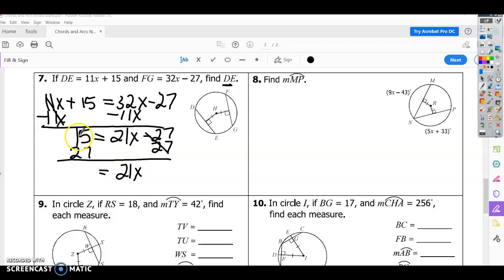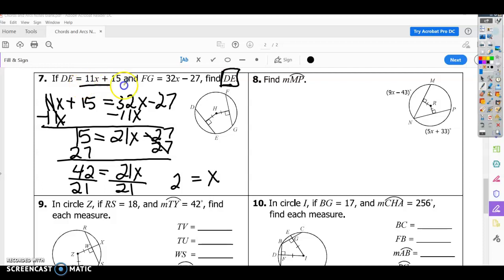21x is equal to 15 plus 27, which is 42. And divide both sides by 21. So x equals 2. Now it says find DE. Again, like in the last video, make sure that you actually answer the question so that you get it right.